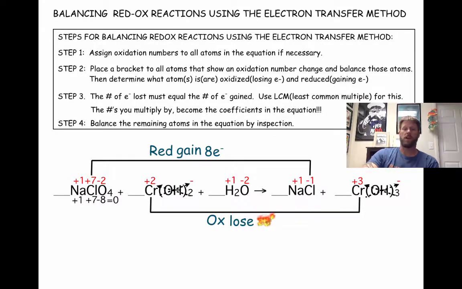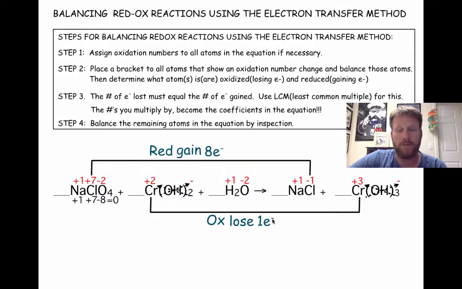It loses 1 electron. So what we've done here is step 1. And we've also done step 2. We placed a bracket to the atoms that show an oxidation number change. So now we're going to go to step 3. The number of electrons lost must equal the number of electrons gained. Use the least common multiple for this. The numbers you multiply by become the coefficients in the equation.